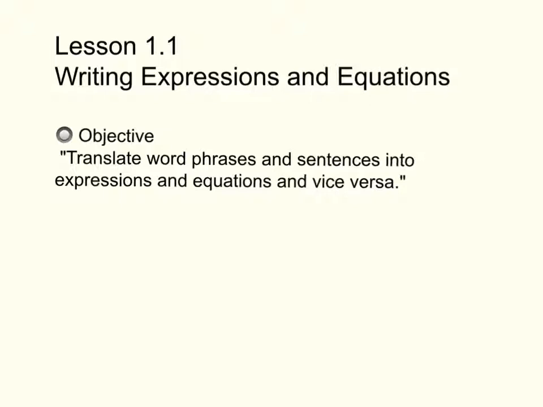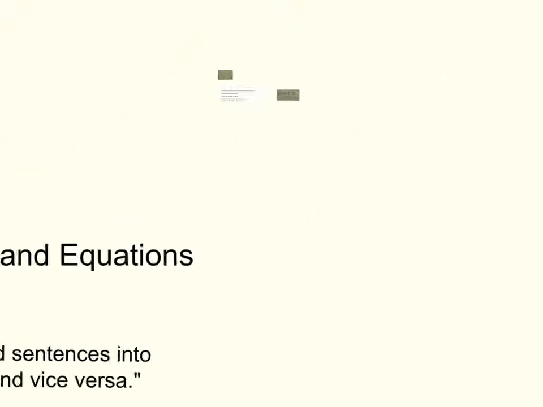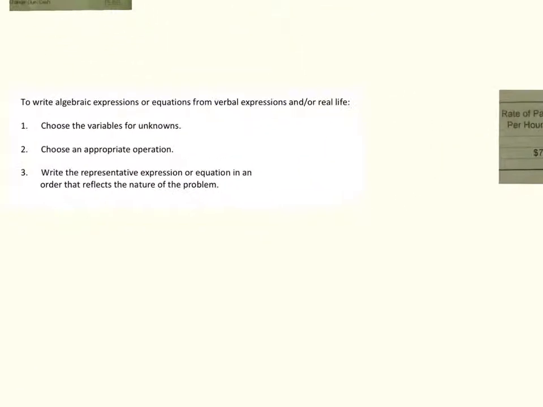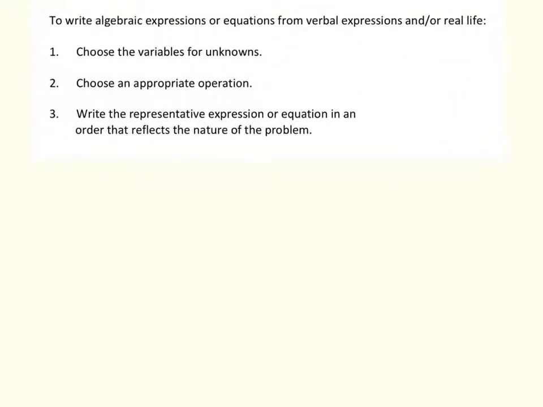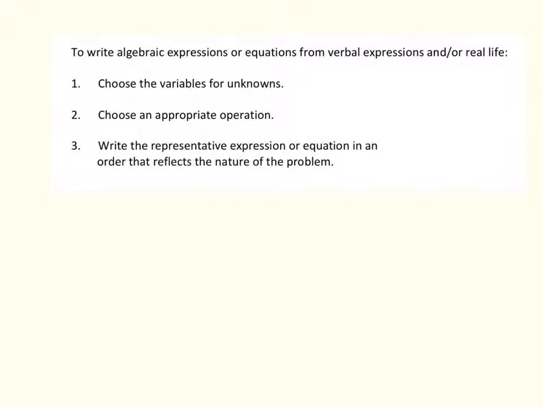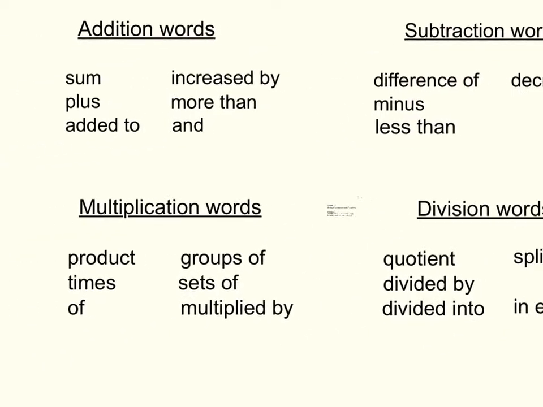So let's review real quickly. We had 3 steps to be able to do this. The first step was to choose what variables you want to use for your unknowns. Second step is to choose an appropriate operation. And the third step was to write the representative expression or equation in an order that reflects the nature of the problem.